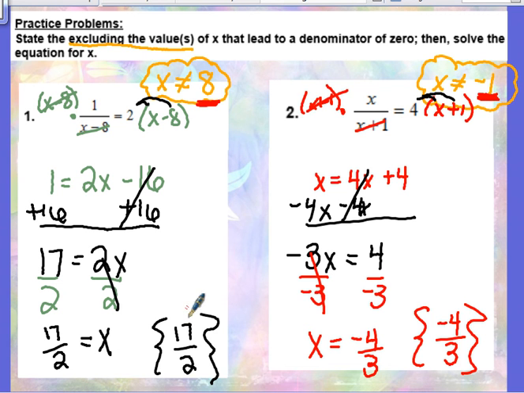number 1, you should get 17 over 2. We accept that because it's not equivalent to 8, it's okay. And on the right, number 2, we get negative 4 thirds for our solution. And we accept that because it is not equivalent to negative 1, so it works, and we are done.